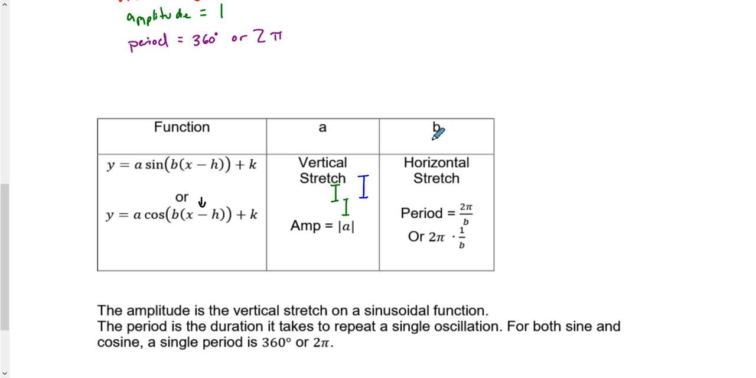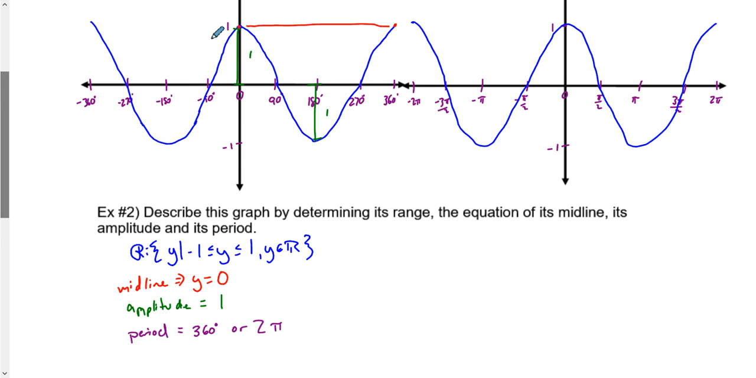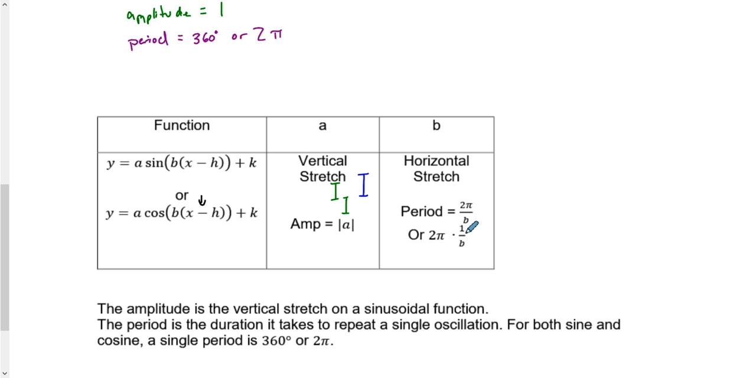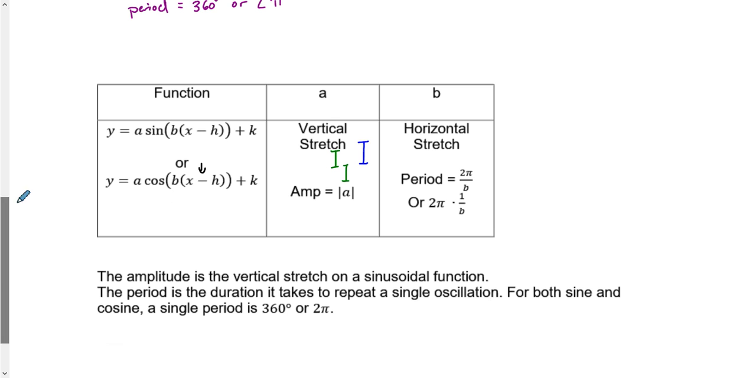Now, the B value indicates a horizontal stretch. A horizontal stretch actually means that we're going to be dividing 2 pi by b, or taking our 2 pi, which is the normal period of both a cosine and a sine graph, and multiplying by 1 over b. So we're going to deal with some characteristics like that. The amplitude is a vertical stretch. Period is also that. Since a single period is normally 360 or 2 pi, we would just divide it by b or multiply by 1 over b.